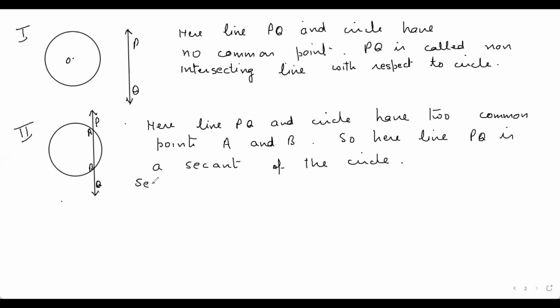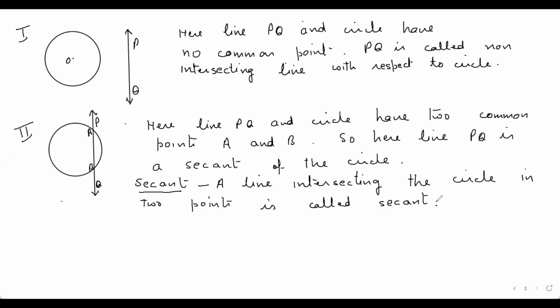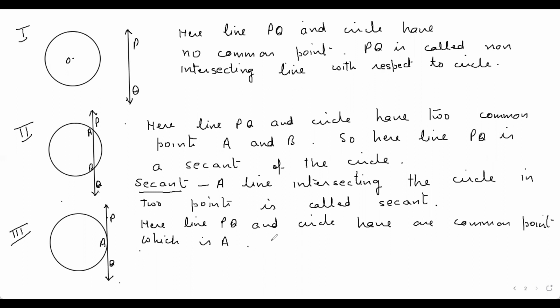Now what is the definition of a secant? A line intersecting the circle in 2 points is called secant. And what is the third case? Now the third case is, in this figure, line and a circle have 1 common point, which is A. Line PQ is tangent to the circle. So these are the 3 cases.